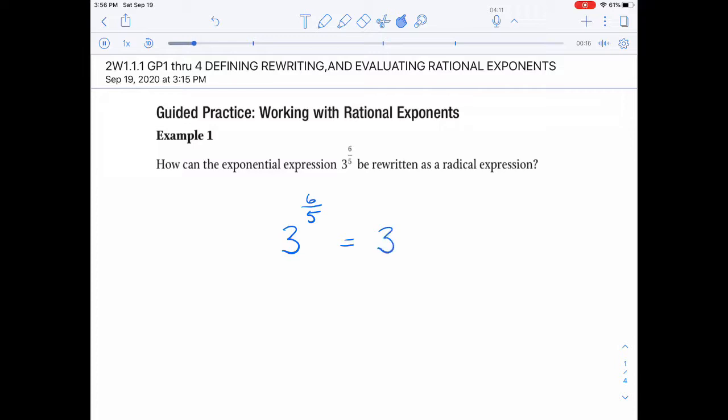We could also write that as 3 to the 6th power times 1/5, which becomes 3 to the 6th to the 1/5 power. Now I can determine that 3 to the 6th power is my base in the radical form. So we have 3 to the 6th, and this 1/5, remember that the denominator of 5 is the root. So we would have the 5th root of 3 to the 6th power.